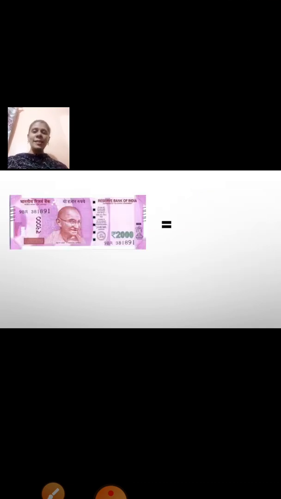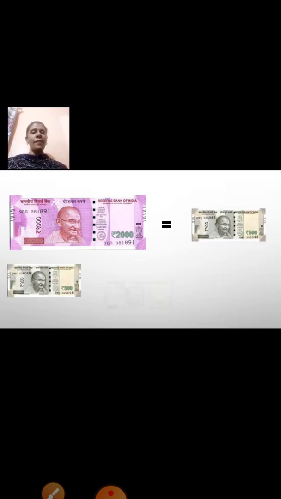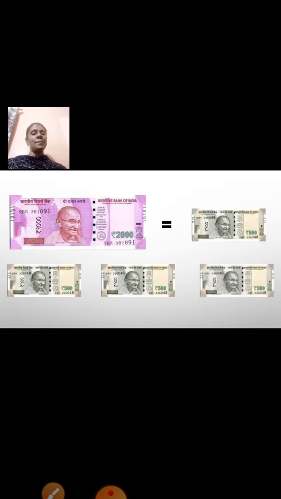Now which note is this children? Yes, it is a 2000 rupee note. Which note is it? It is a 2000 rupee note. Now what change are you going to give? One 500, one more 500, one more 500, and here comes one more.